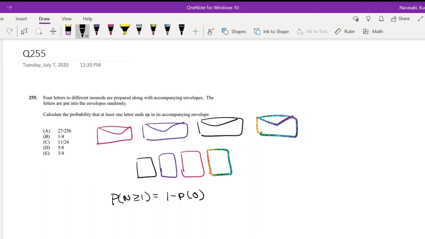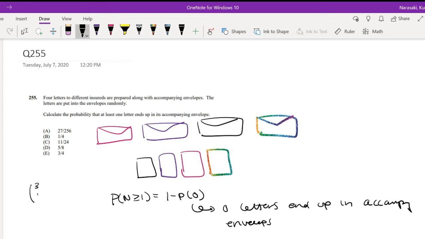Okay, so let me write it out. 0 letters end up in accompanying envelopes. Oh, sorry, my handwriting is kind of messy, but it's okay. So what is the probability that 0 letters end up in accompanying envelopes? Imagine this. If I have a black letter, for example, it can't go into the black envelope. So it has 3 choices, right? So out of 3 choices, we have 1.